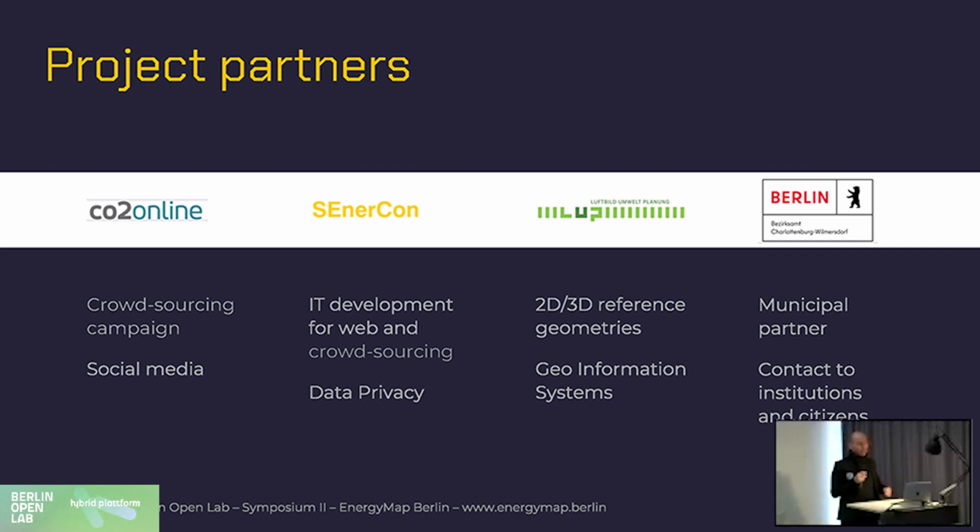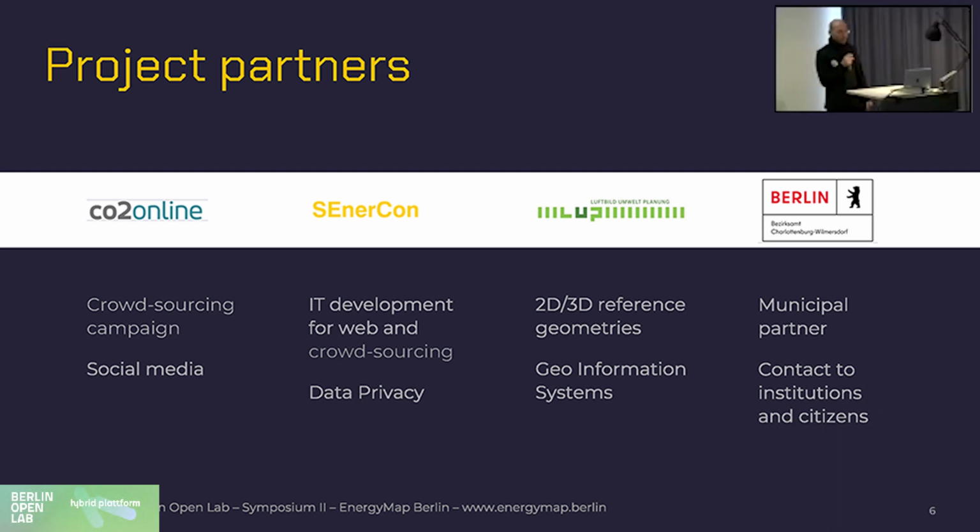Then we have Zenacon. They do IT development, and they are experts on data privacy, which is a huge part of our project because we are touching some sensitive data points, and we have to make sure that everything that we do is allowed. Then we have our partner in Potsdam, the geoinformation experts, LUP, who will provide a reference geometry model for the entire city. And finally, we have the municipal partner, Bezirksamt Berlin-Charlottenburg, who gets us in contact with institutions, public and private institutions, and also directly to the citizens.